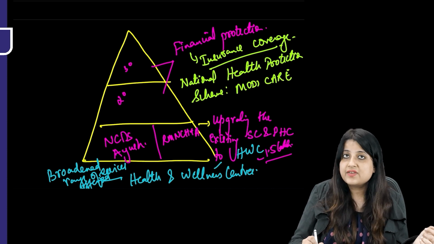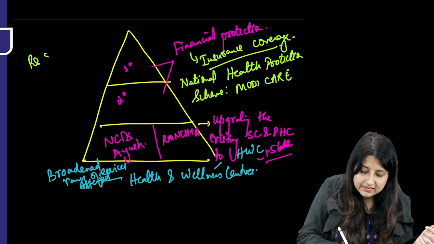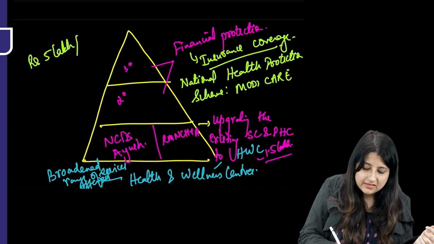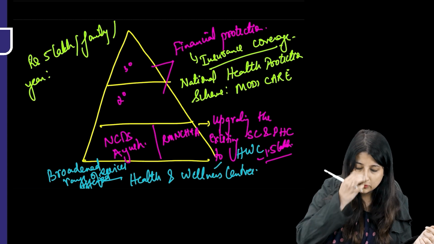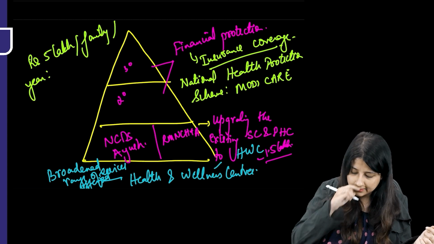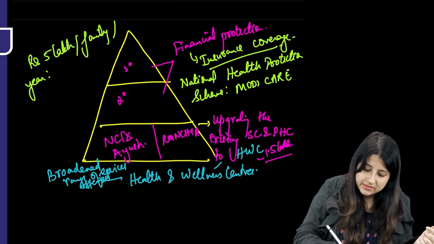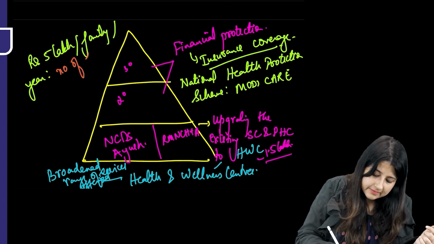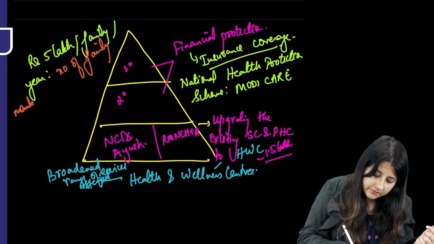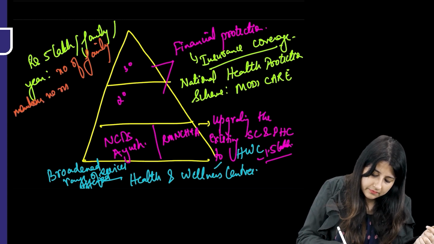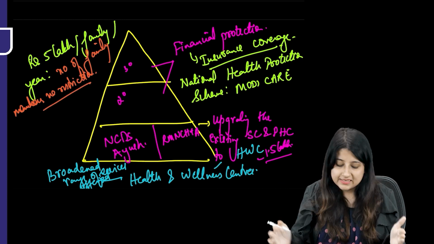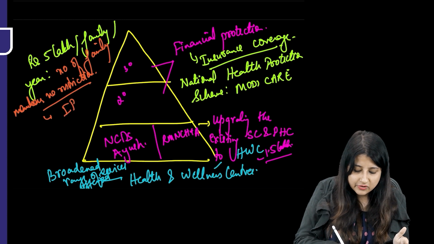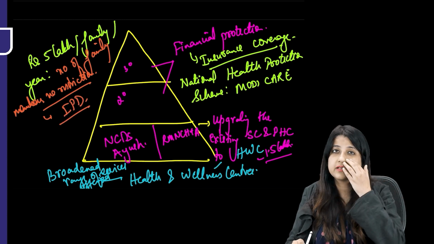So how much is this financial protection? Rupees 5 lakh per family per year, if the criteria are fulfilled. There is no restriction on the number of family members. And this service is only provided for IPD services, inpatient services.